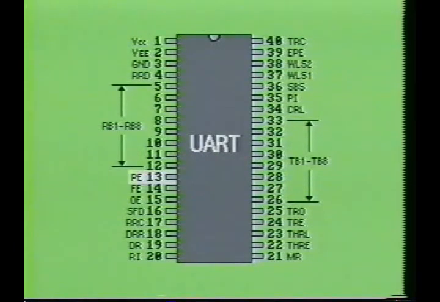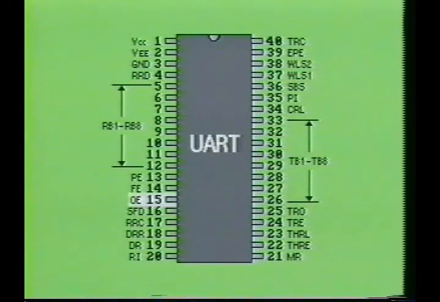Pin 13, which is labeled PE, is used to indicate a parity error. A high on this pin indicates that the parity of the received data does not match the parity programmed at pin 39. Pin 14 is labeled FE for framing error. A high at this output indicates that no valid stop bits were received.